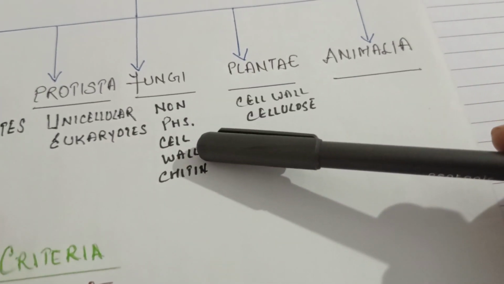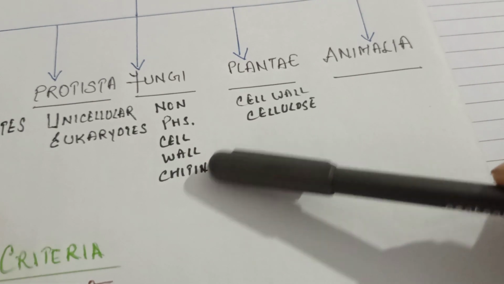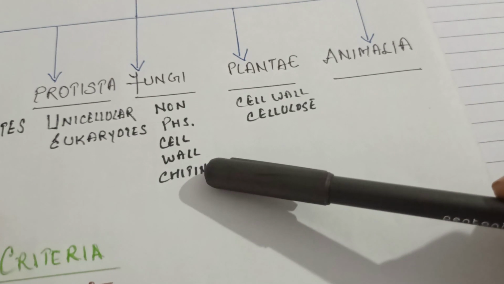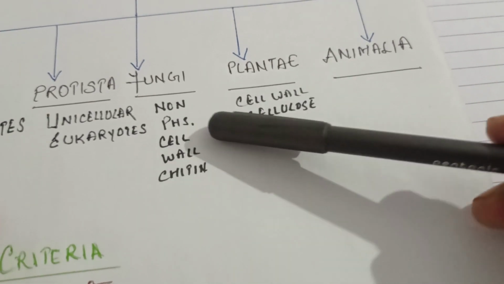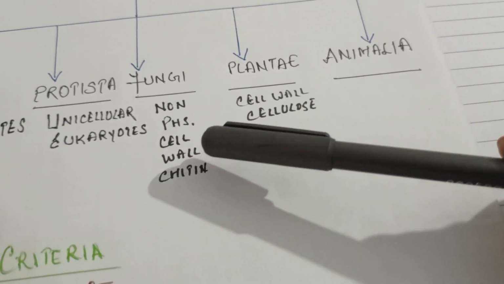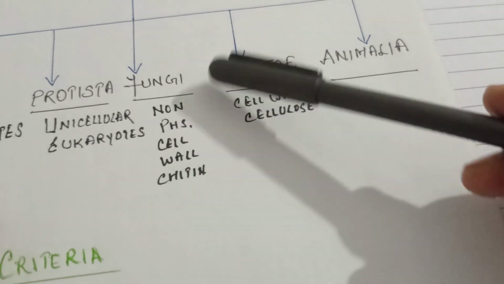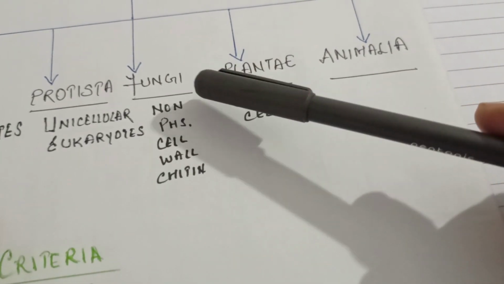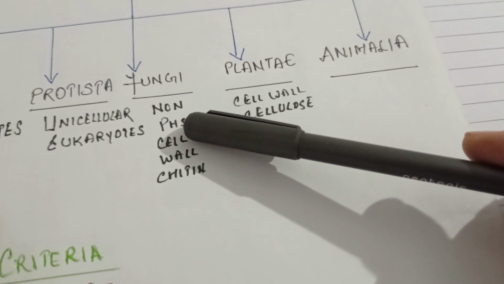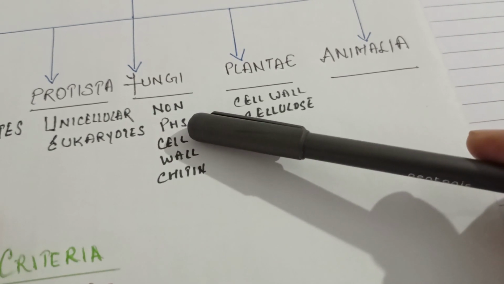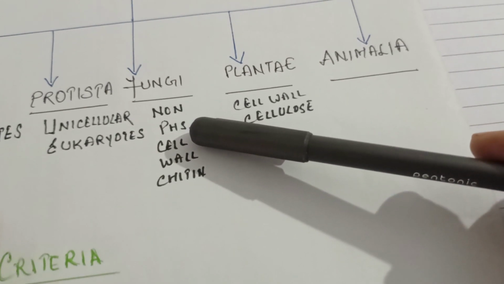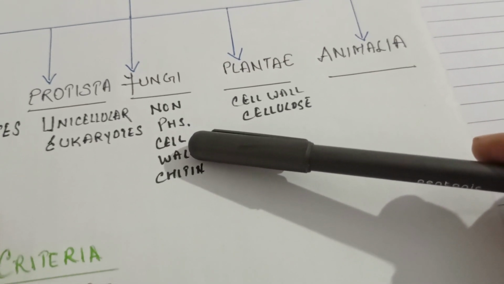Fungi do not contain chloroplast. And one more specific character in plants: the cell wall is made up of cellulose. In fungi, the cell wall is present, but it is not made up of cellulose. It is made up of chitin. So fungi, being similar to plants, was kept in a totally separate kingdom because it was not photosynthetic and does not contain cellulose in its cell wall.